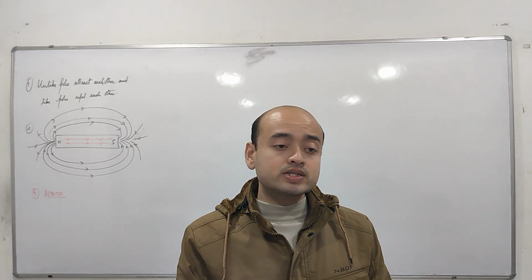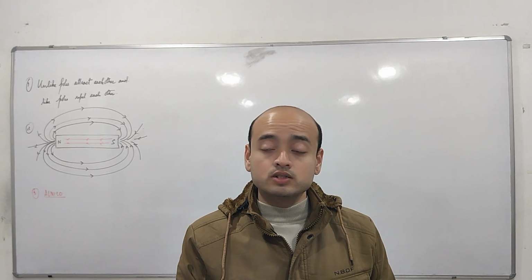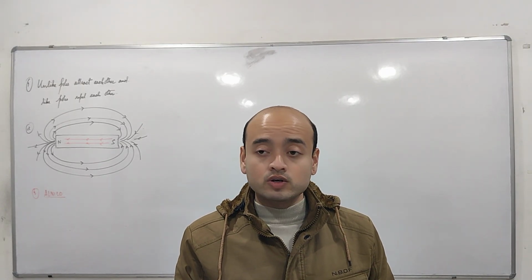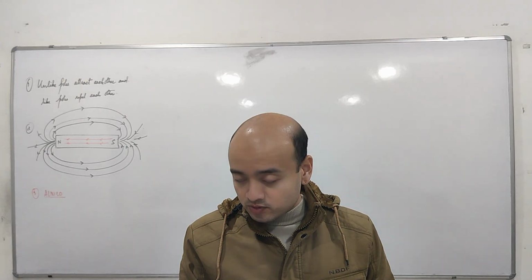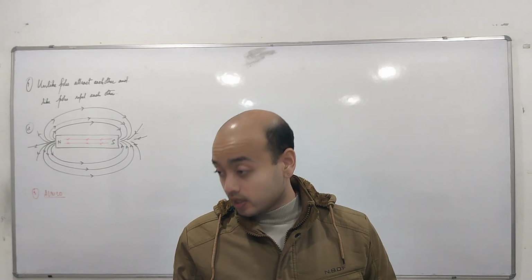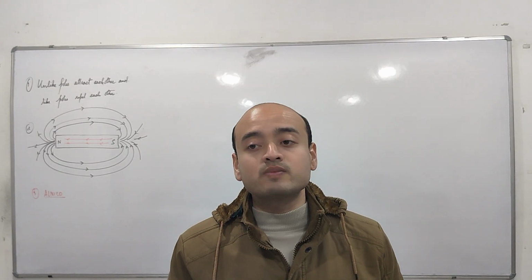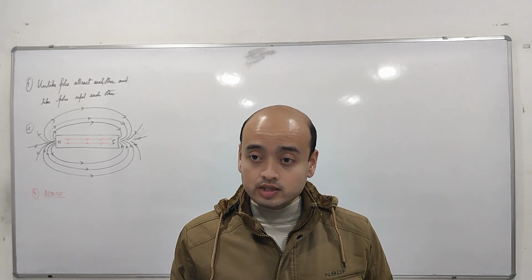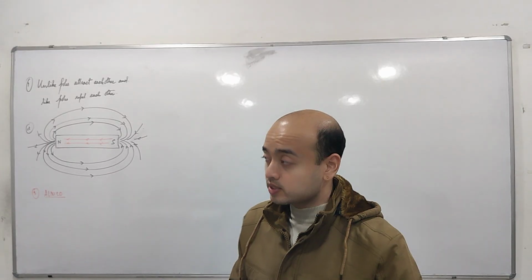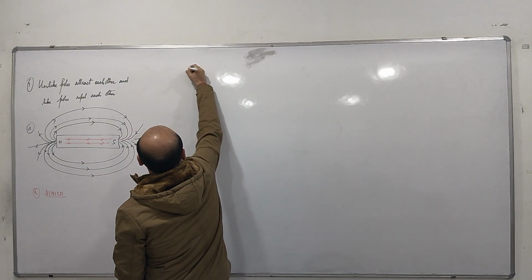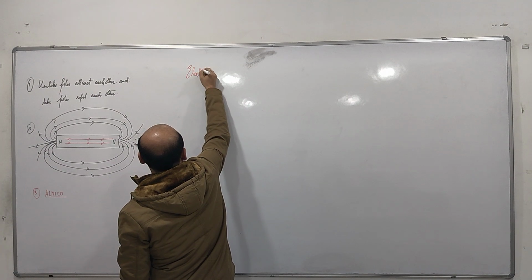Like increasing the number of turns of the coil, or the amount of current flowing through it. That means you can increase or decrease the magnetic strength. Those are known as your electromagnets. So right now the next point is electromagnets.